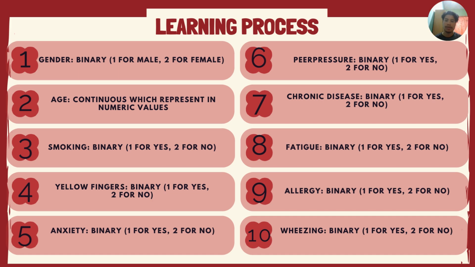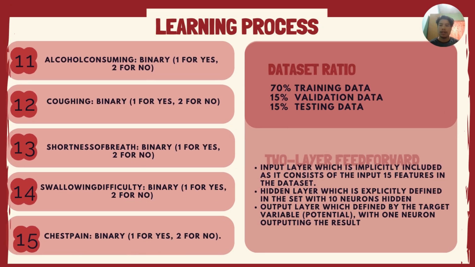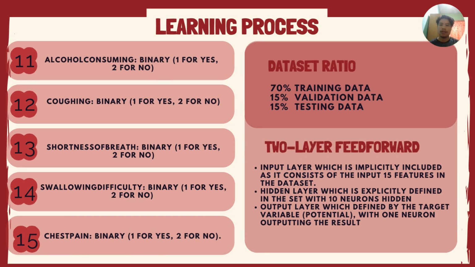Five, anxiety, also using binary. Next is peer pressure, using binary. Seven is chronic disease, also using binary. And eight, fatigue, is using binary. Nine, allergy, also using binary. Ten, wheezing, using binary. For eleven, alcohol consuming, also using binary. Twelve, coughing, also using binary. Thirteen, shortness of breath, is also binary. Fourteen, swallowing difficulty, also using binary. And fifteen, chest pain, also using binary.